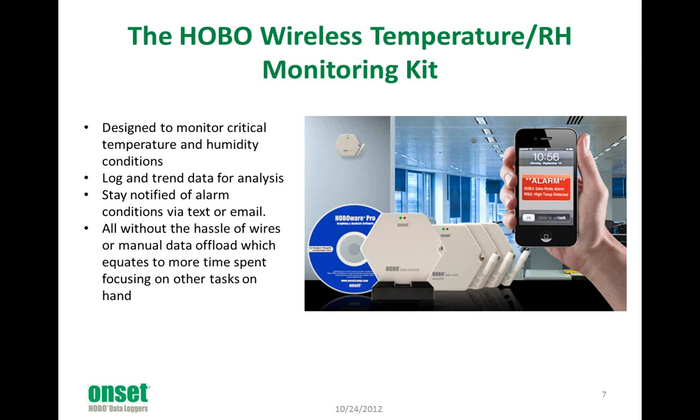So what we did to help with all these items just mentioned was to create the HOBO Wireless Temperature and Relative Humidity Monitoring Kit. This kit is designed to monitor critical temperature and humidity conditions, log and trend the data for analysis, help you stay notified of an alarm condition that you program via text or an email, all without the hassle of wire or manual data offload, saving you money by saving you manpower.